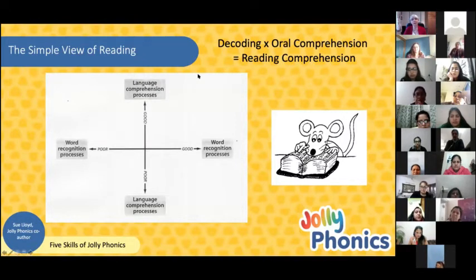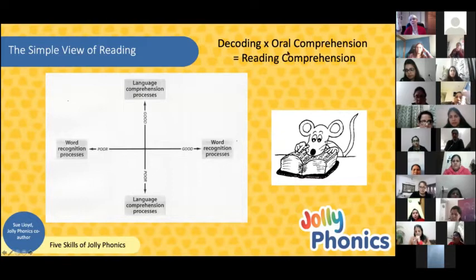So it's very important. And the equation is decoding times oral comprehension equals reading comprehension. So you've got to be good at both to get reading comprehension going.